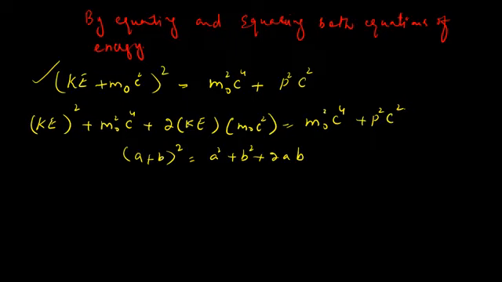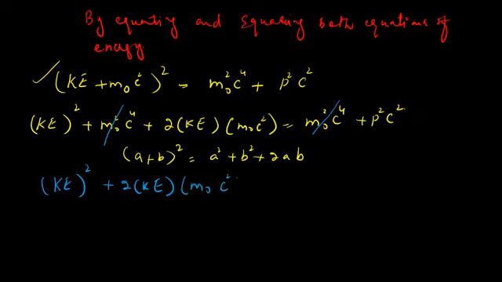So from this equation you can see that we can cancel out this quantity, as these are on both sides of the equation. So our remaining equation of energy will be: kinetic energy square plus 2 into kinetic energy into m naught c square is equal to p square c square.